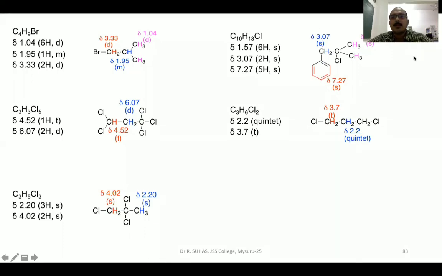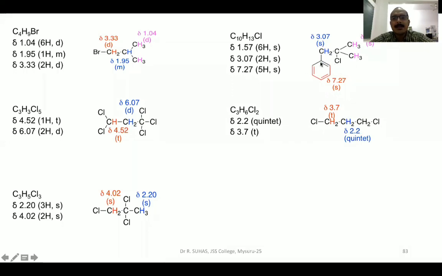Coming to the next problem, C10H13Cl. When there are more number of carbons and hydrogens, you can easily expect the presence of a benzene ring. In this case, let us see 7.27 5H singlet. It is the characteristic feature of a mono-substituted benzene, and he is telling 6H. 6H always it is CH3 twice, and the CH2 singlet, that is CH2, there is no neighboring proton here. So put a monosubstituted benzene ring, one CH2, CCl, CH3, CH3.